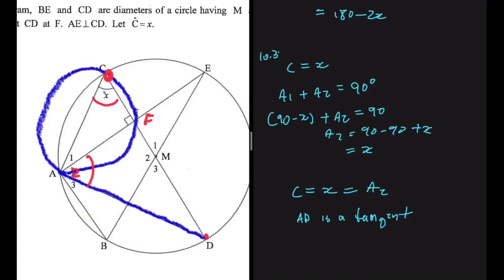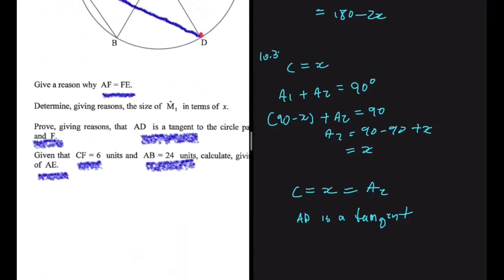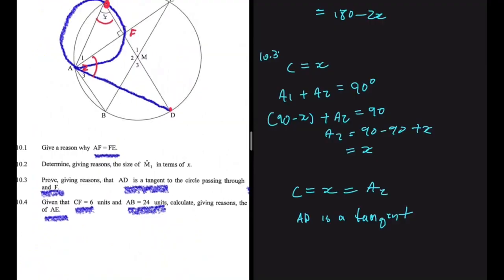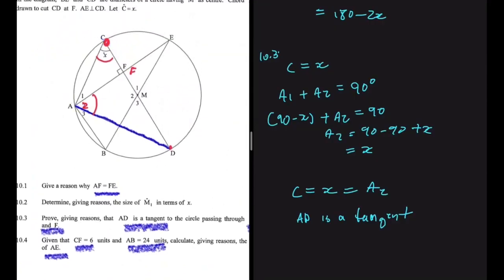Alright, and the moment we've all been waiting for, 10.4. So 10.4, we're given that CF is equal to 6 units. So let me just get rid of all this so that we can have a bit of clarity. So CF is equal to 6 units. So we have 6 units here. And then AB is equal to 24 units. So this is 24 units.